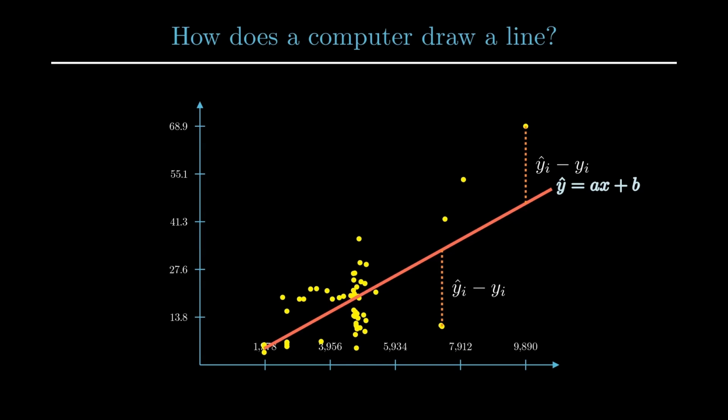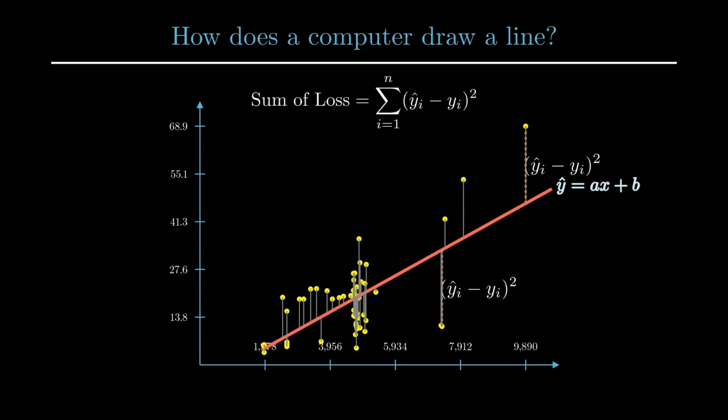If we just sum these differences, positive and negative errors would cancel out. So we square each difference to make them all positive. Then we sum all these squared errors across all points. The result is the sum of squared errors. The computer picks the line that makes the SSE as small as possible.